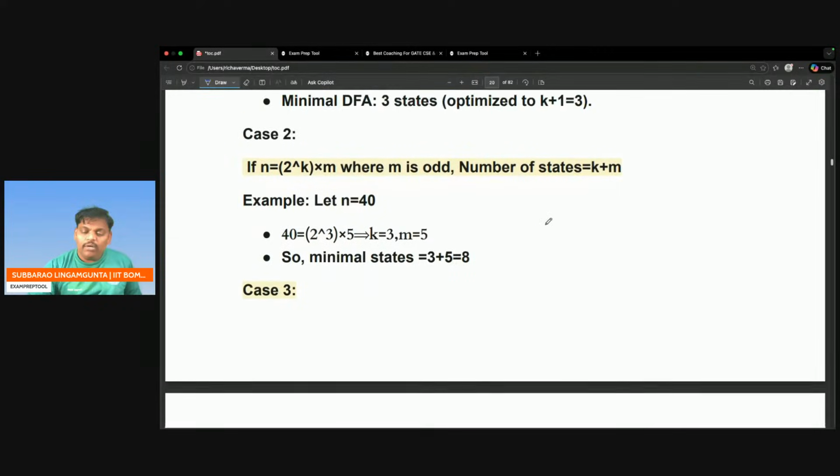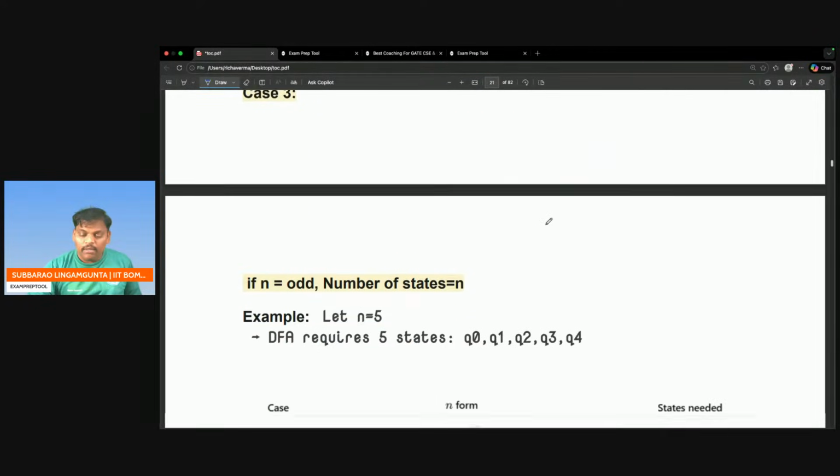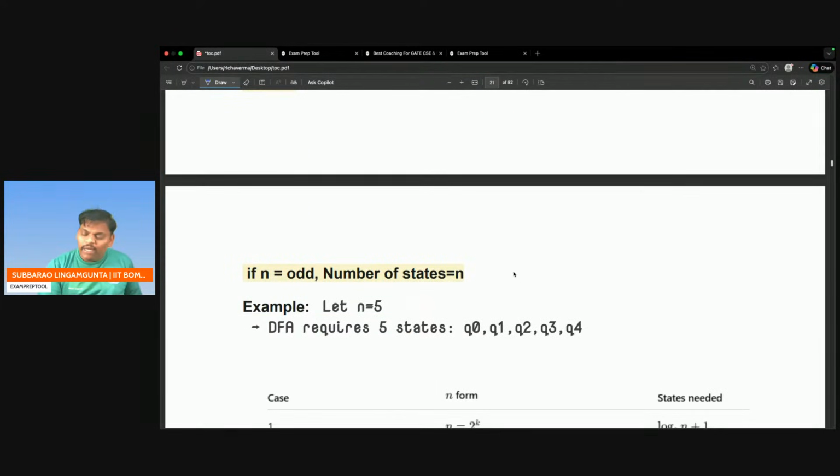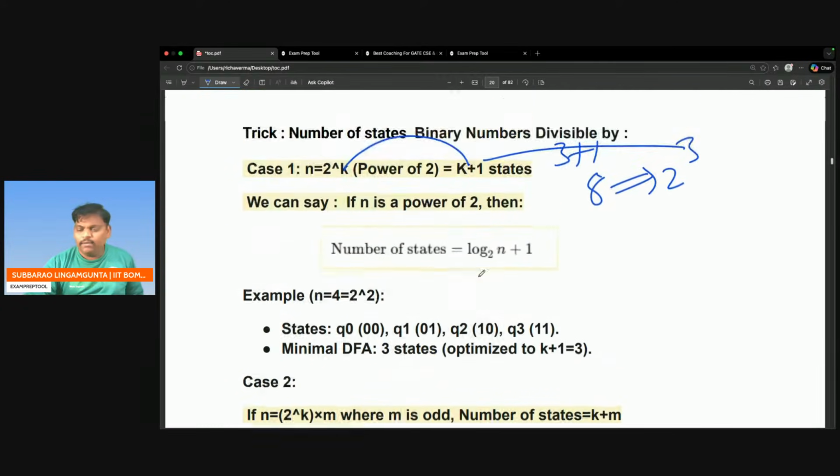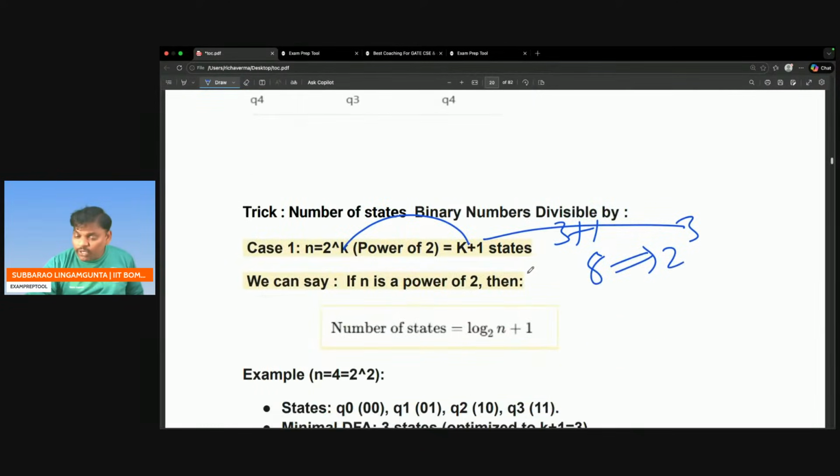If n is not a power of 2 and n is an odd number, all binary numbers divisible by n need n states only. If n is odd, n states. Correct. If it is a power of 2, power k, then k plus 1 states.